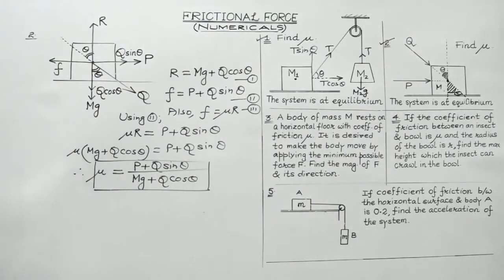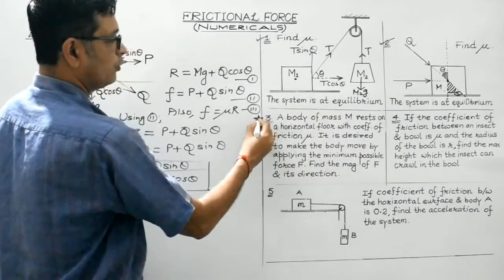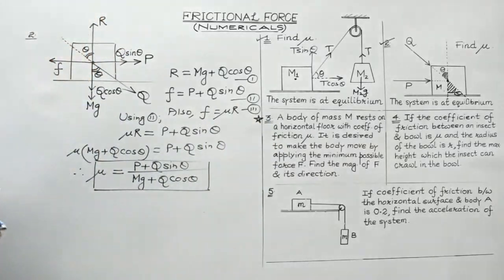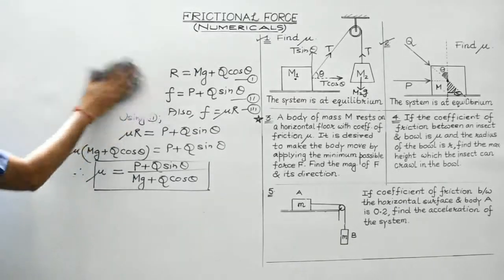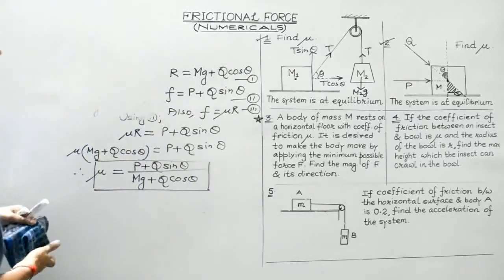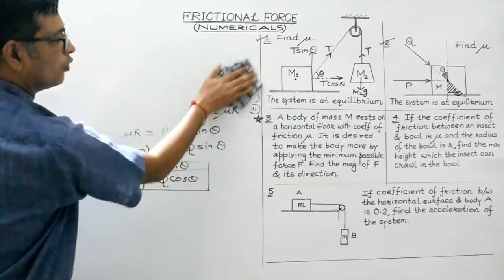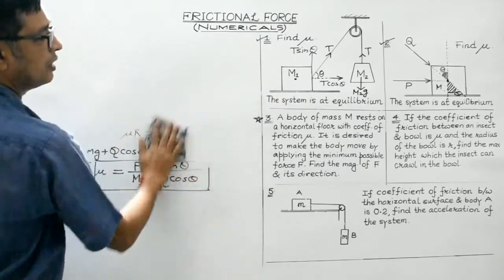So students, we are over with question number 2 as well. Right? Let's proceed with the third question, which is a very important one. Let me put an asterisk symbol for you. So, let me read the question for you. Question number 3. A body of mass m rests on a horizontal floor with coefficient of friction mu. Coefficient of friction is given to be mu.